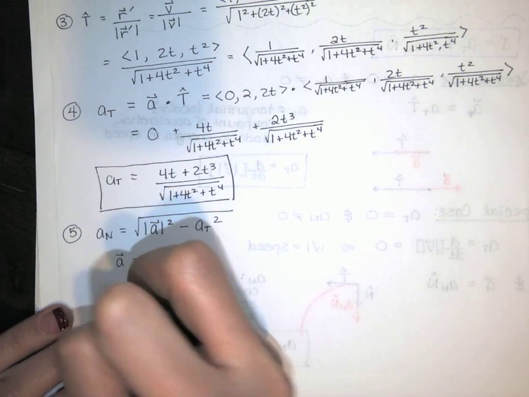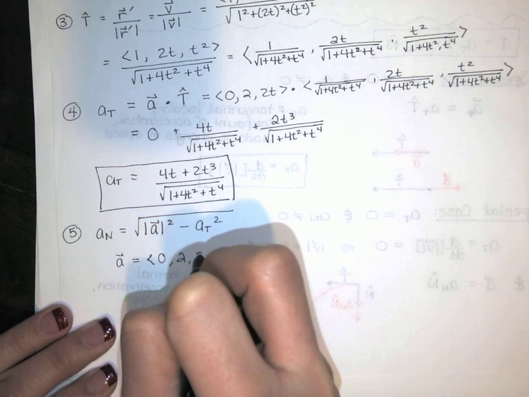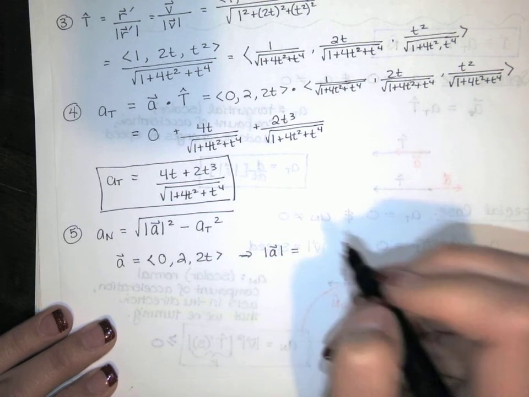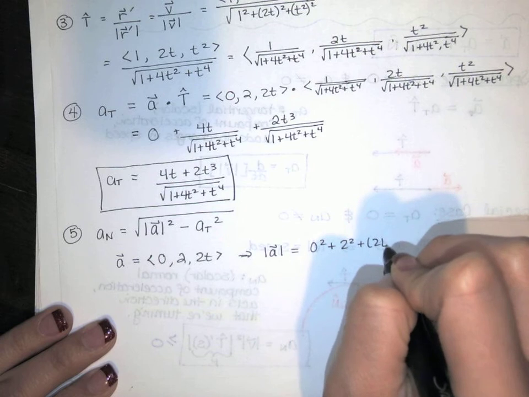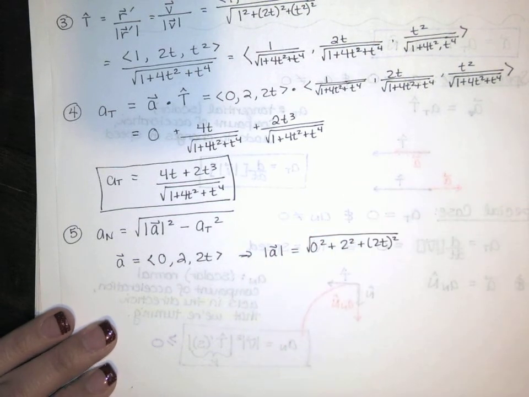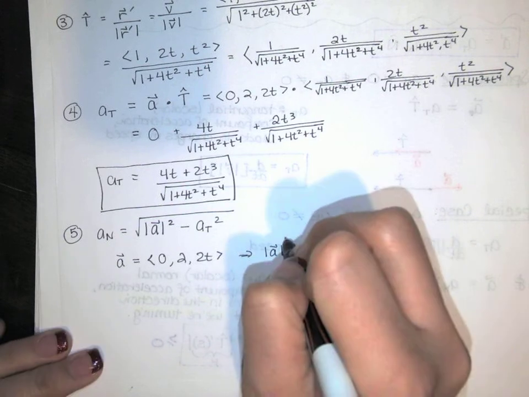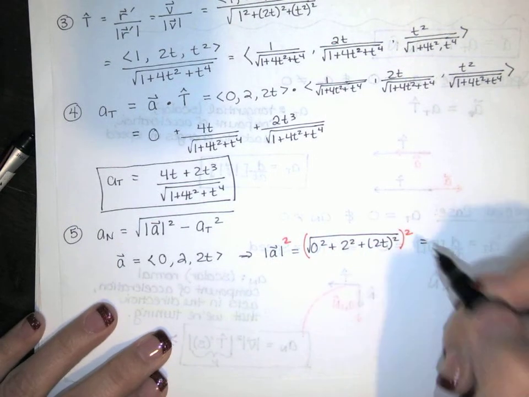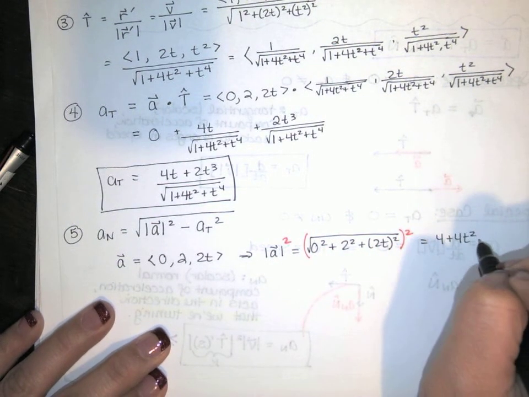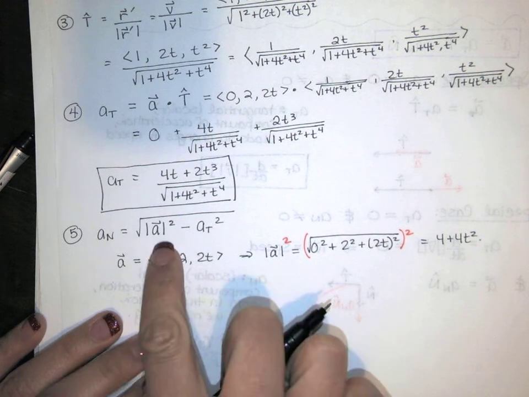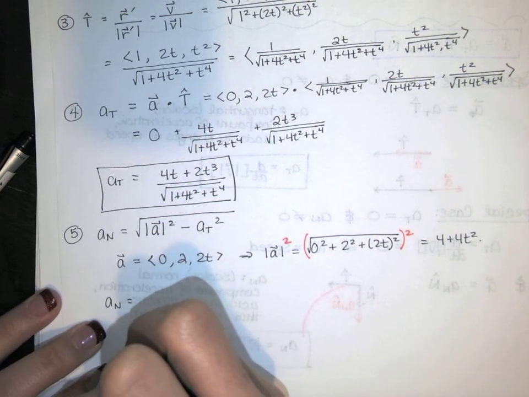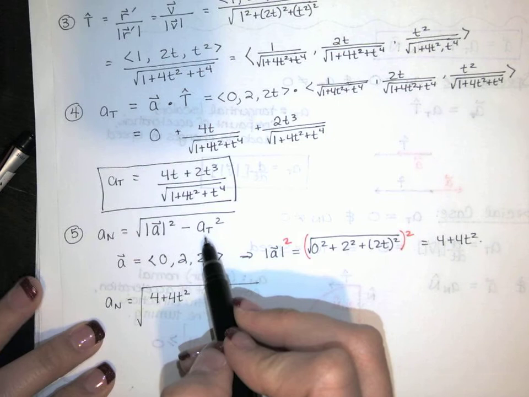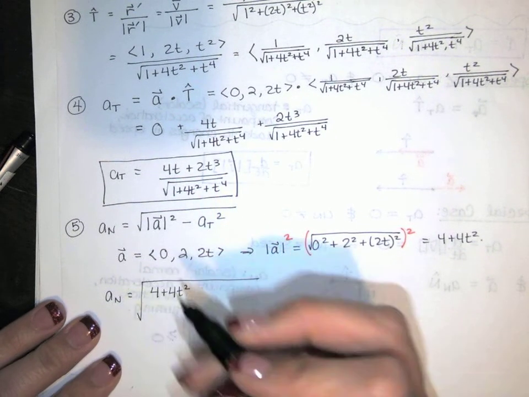So let's find the magnitude of acceleration. Acceleration has components 0, 2, and 2t. If I want its magnitude, I take the components, square them, add them, and take the square root. That's how we find the magnitude of everything. But I don't just want the magnitude, I want the magnitude squared. So I'm going to square it, which gets rid of the square root. We're just left with 4 plus 4t squared. All right, so that is that part. And now I'm subtracting a sub t squared, so that's all of that squared.